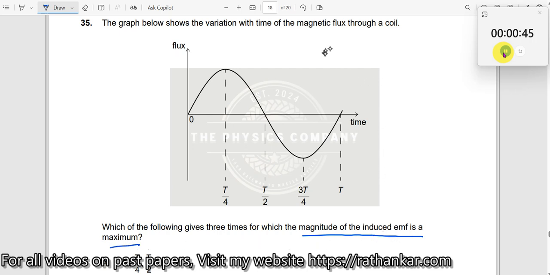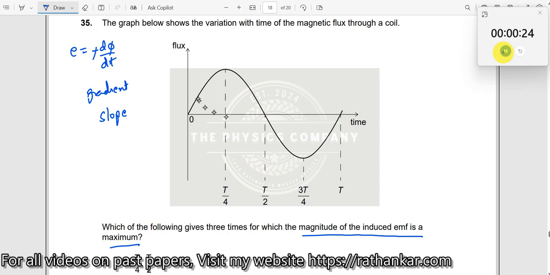Okay. So what is induced EMF given by? Induced EMF is given by E is equal to minus d phi by dt. He says magnitude, so ignore the negative sign. You want d phi by dt to be maximum. So in a curve where you have phi versus t, when you say d phi by dt, this will represent the gradient, or what you call it as a slope.